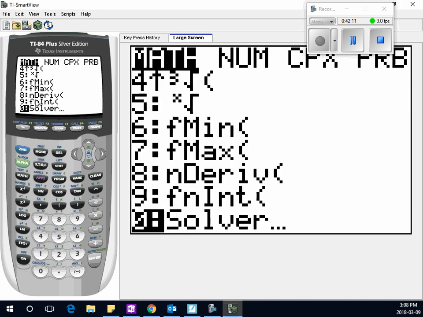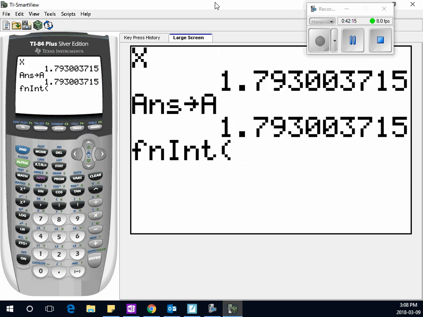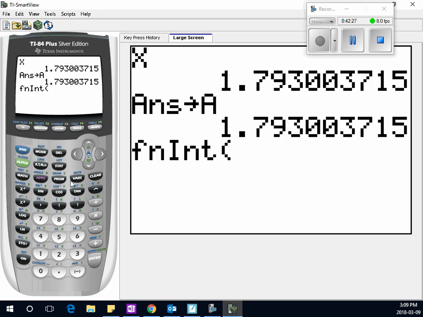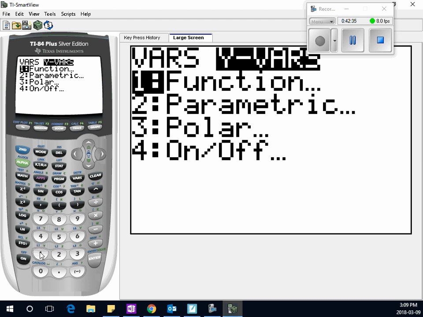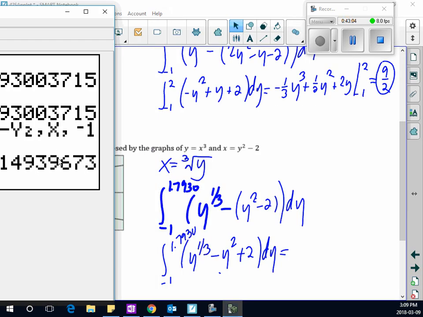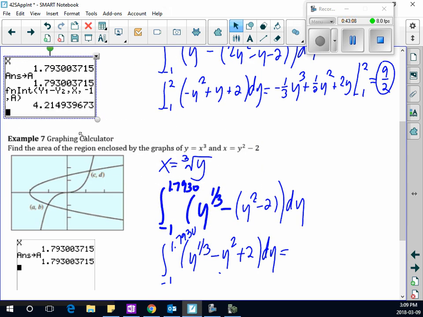I'm going to go to Math, Calc 9, and so this is, I do have it in there, right? So y1 minus y2 in mine. So it is Vars, Y-Vars, comma, X, comma, and then negative 1, comma, Alpha A. Okay, 4.21, blah, blah, blah, if it shows up. It takes a little bit. Yeah, it's kind of weird that it takes so long. Okay, so that is the correct answer for any of those doubters out there.